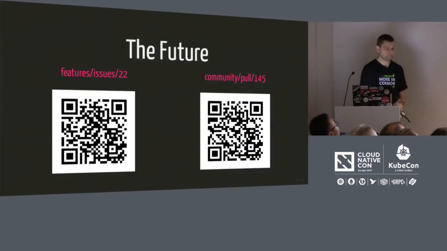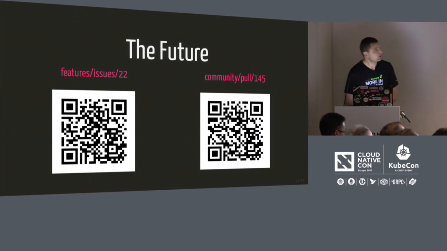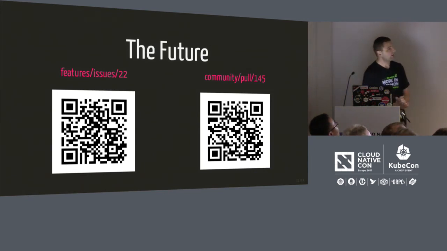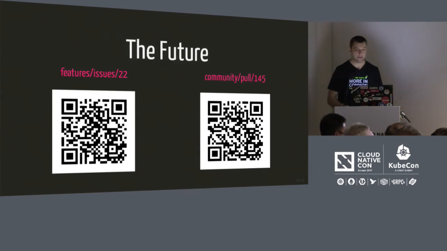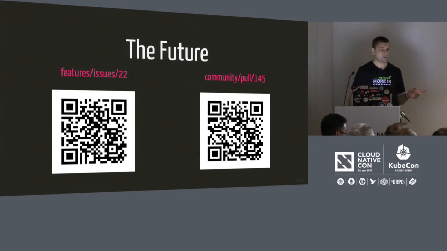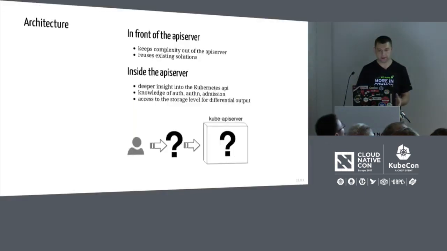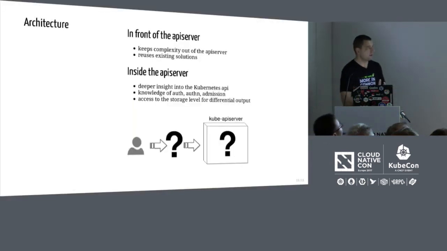So what is the future? The future is the future 22. This is where the auditing discussion is happening. This is where everything that I'm talking about originates from. And most importantly, community pull request number 145, this is where Stefan and I created a proposal for how the advanced auditing that I'll be talking about in a minute should look like. What should be its features, what we should be able to do, and what's possible. So let me quickly go through the proposal and let you off to enjoy the afternoon party.